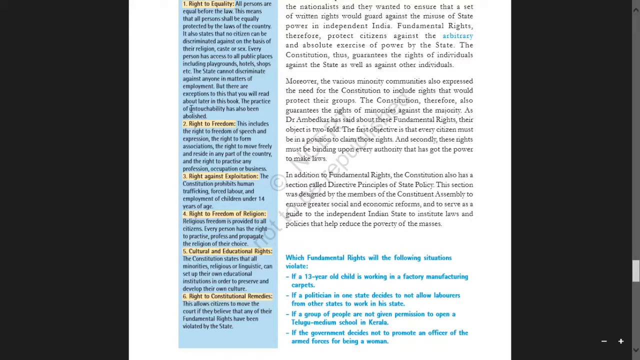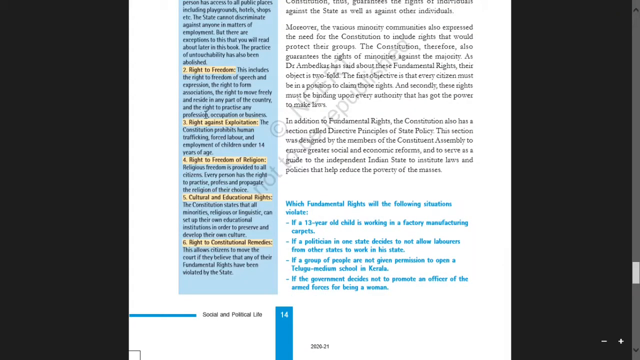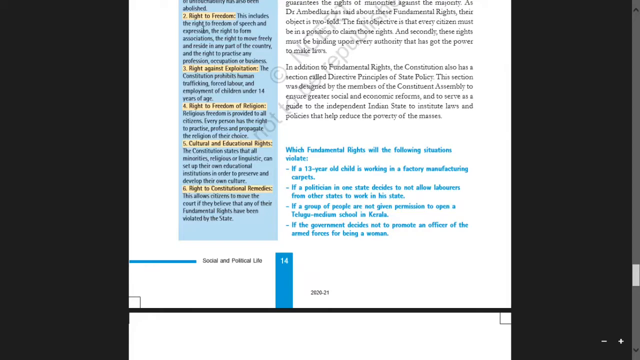The practice of untouchability has also been abolished. So untouchability is abolished, removed from the society. It should not be practiced, in order to bring everyone to equal status.